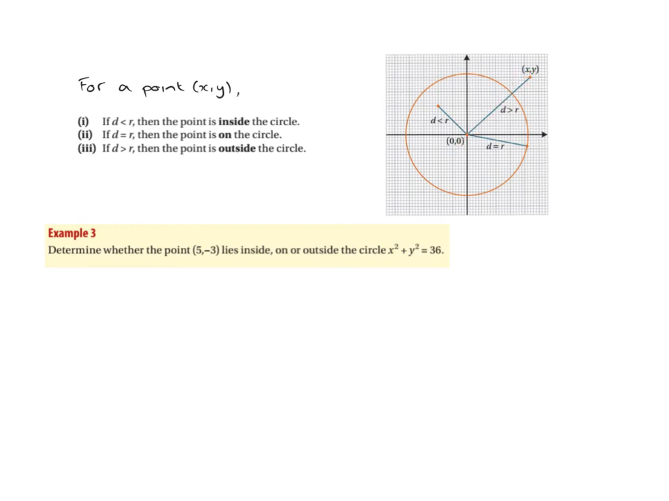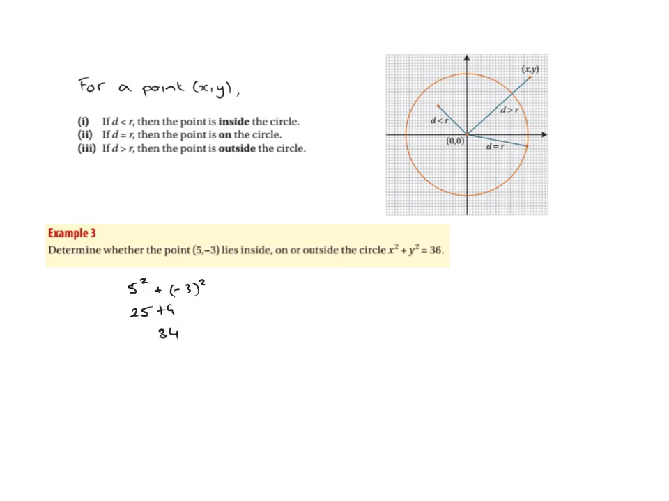So we're going to have to determine if the point 5, minus 3 is inside, on or outside the circle x squared plus y squared is equal to 36. So the easiest thing to do here is just to put the 5 and the minus 3 in. So if we do that, we're going to get 5 squared plus minus 3 all squared. And if we work that out, you can see that's 25 plus 9, which is equal to 34.